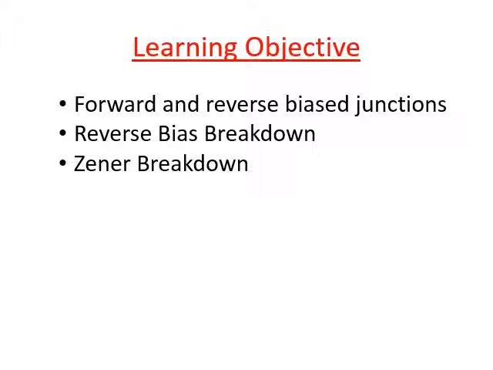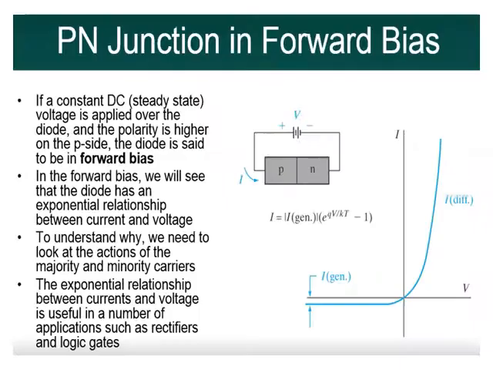We will cover Zener breakdown also. So coming to today's first slide, PN junction in forward bias. In the previous lecture, I had not applied any bias, right? I had not applied any voltage. So here you are seeing I am supplying some positive voltage.